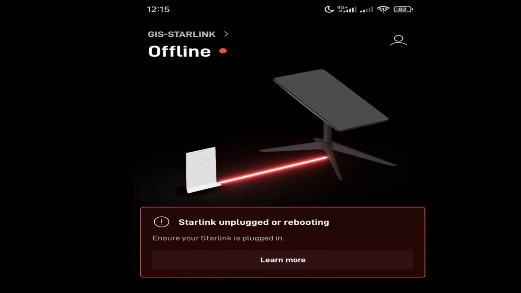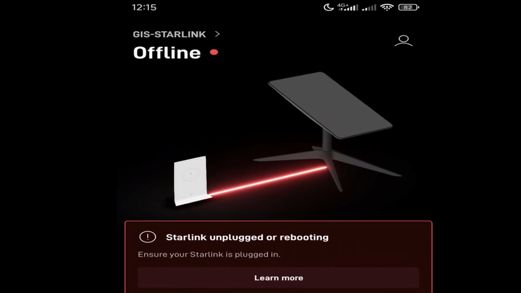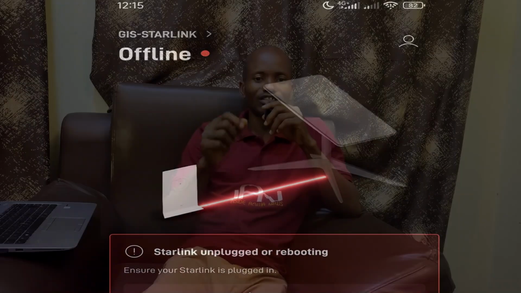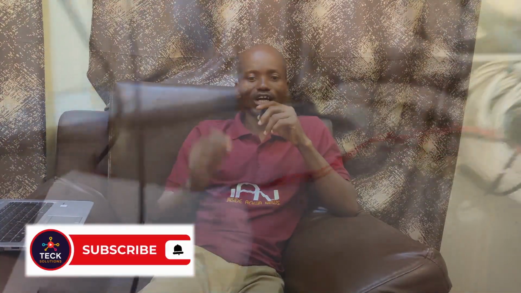So if you are having this issue of your Starlink unplugging or rebooting, do not throw that dish away. Follow these simple things that I did, and I assure you, you are going to get a replacement. What are the steps? Number 1, check and examine your cable, the cable that connects the Starlink router to the dish. Bring it down, examine it, and ensure that there is no place where it is broken or damaged or maybe destroyed by rodents.